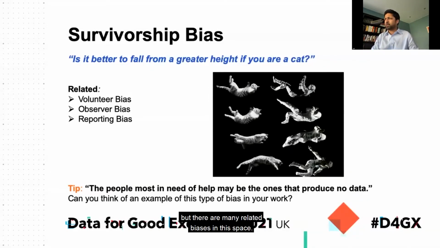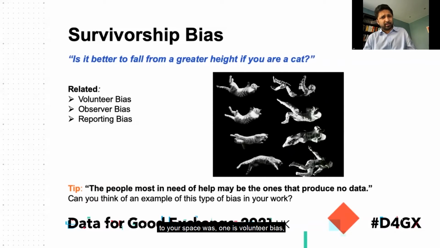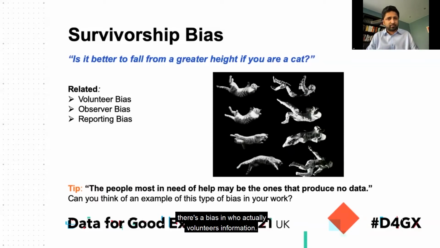Now, this is one example, but there are many related biases in this space. Biases are a complex topic unto themselves, but I thought I would highlight 3 biases. Again, I encourage you to read up online about this. There are plenty of examples. The 3 that I thought were very relevant to your space: one is volunteer bias, which is, any survey that you conduct, anytime you go out to seek information, there's a bias in who actually volunteers information.